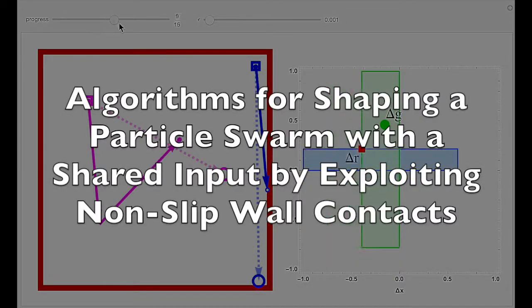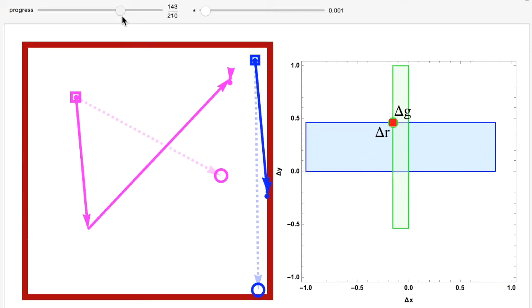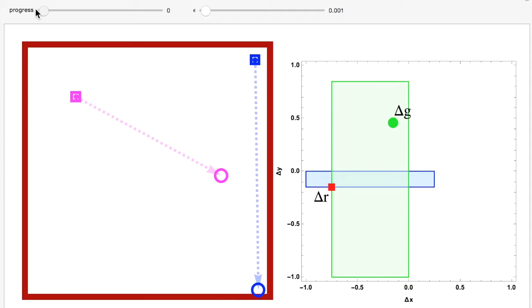We present algorithms for moving particles to desired 2D positions when all particles get the same control input. Without boundaries, all particles would move identically since they get the same control input. We exploit interaction with a rectangular boundary to enable the same inputs to move particles independently.